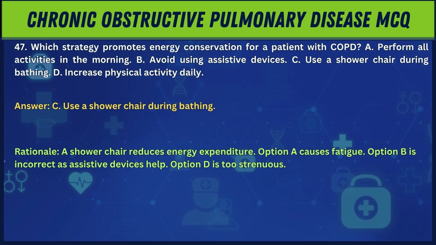Answer: C. Use a shower chair during bathing. Rationale: a shower chair reduces energy expenditure. Option A causes fatigue. Option B is incorrect as assistive devices help. Option D is too strenuous.